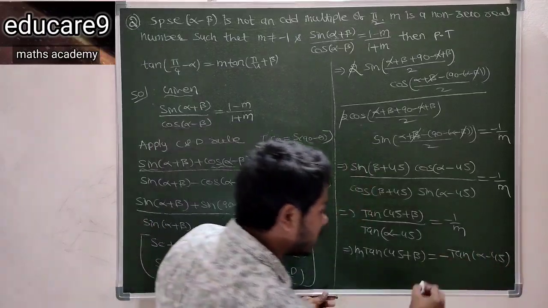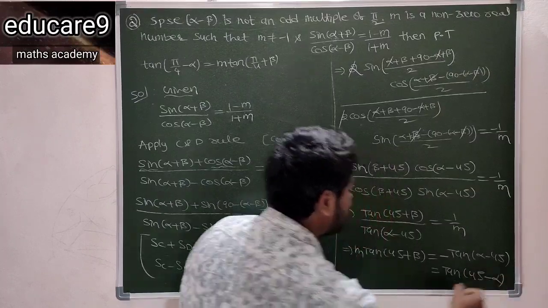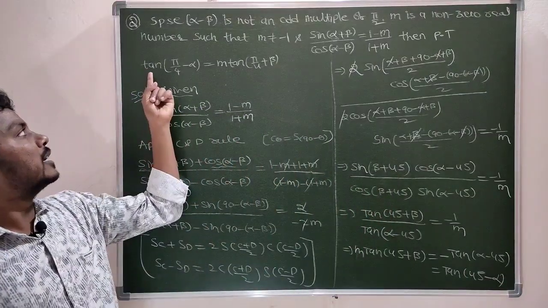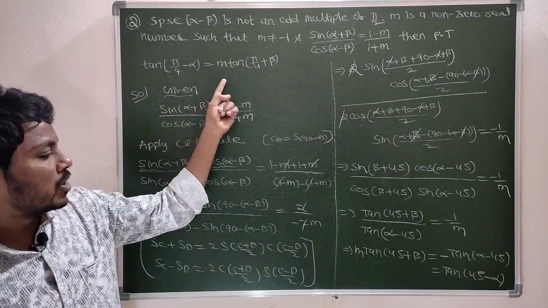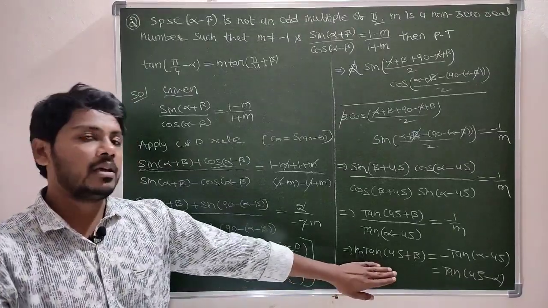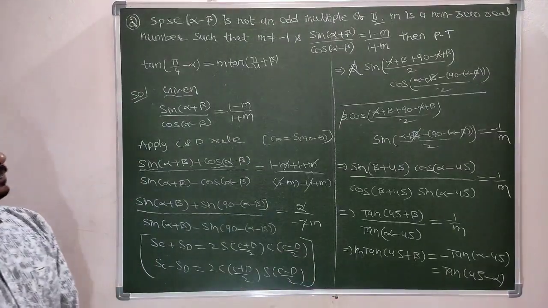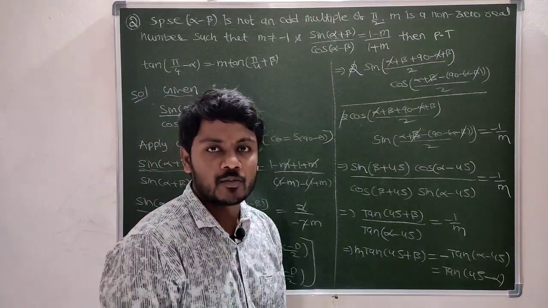So how to write this? Tan of 45 minus alpha. So clearly what you proved, tan of 45 minus alpha is equal to m into tan 45 plus beta. So this is the required answer. So for the next session we will discuss more problems.